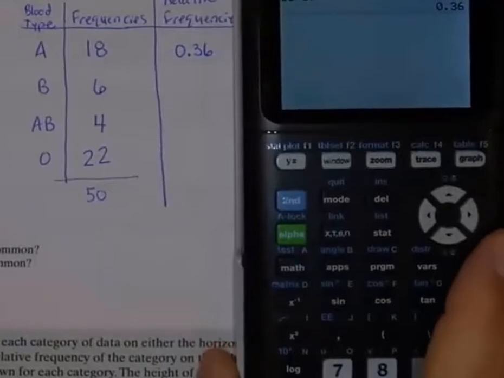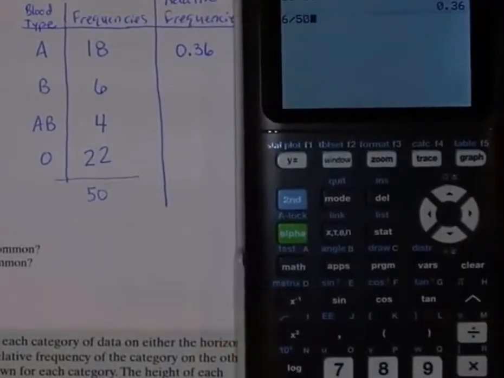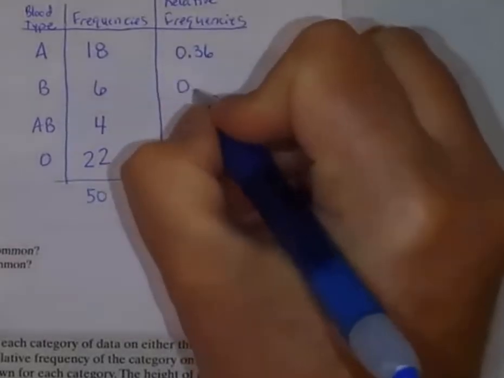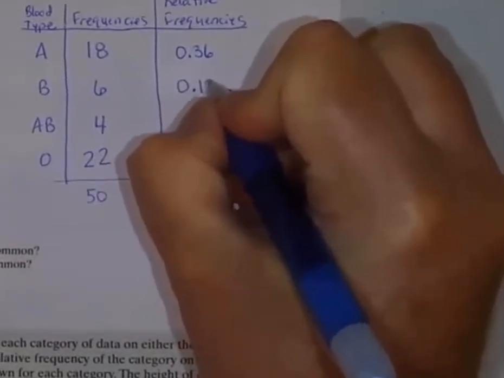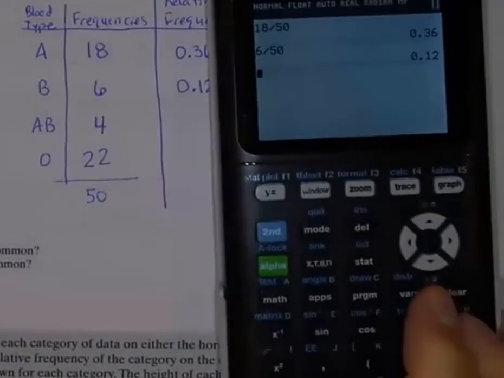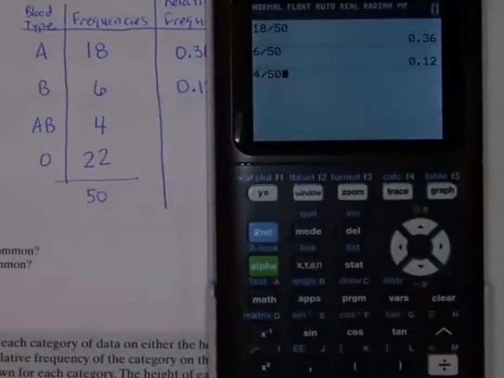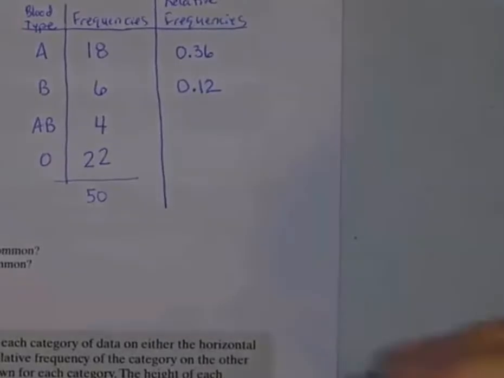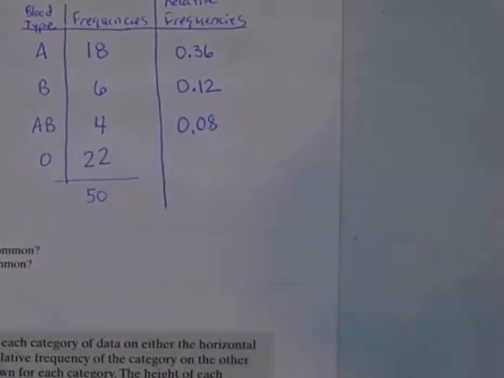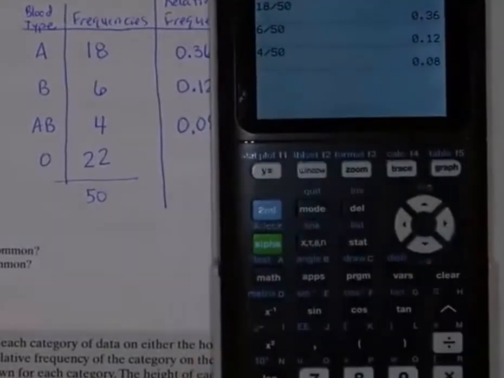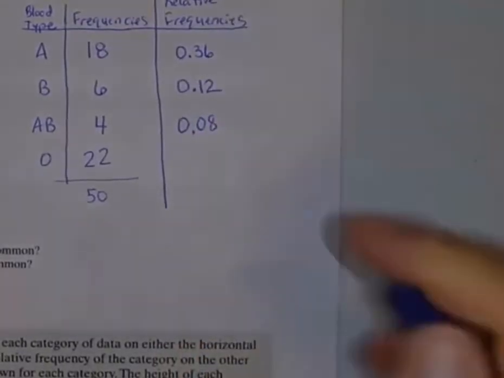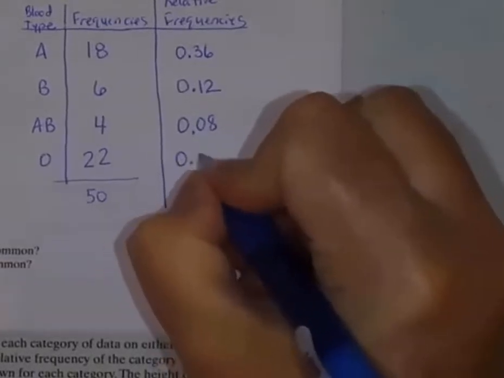In the same way, if I take 6 divided by 50, that's going to be 0.12. So the relative frequency of B blood type is 0.12 or 12%. For AB, 4 divided by 50 is 0.08 or 8%. And for O, 22 divided by 50 is going to be 0.44 or 44%.